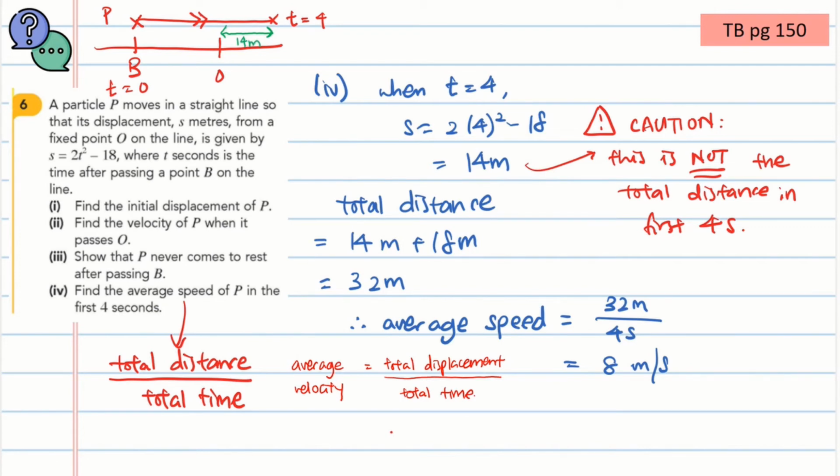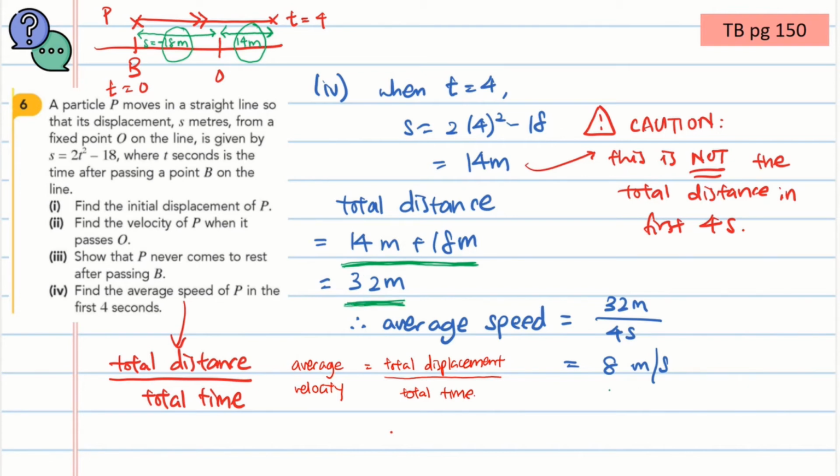Earlier in part I, we know that B is actually 18 meters away from O, or rather s was actually negative 18. So the total distance is actually 18 meters. We can ignore the negative sign because that simply tells us the position with reference to O. So the total distance is 18 meters plus 14 meters. Therefore, I need to do this calculation to find the total distance to be 32 meters.